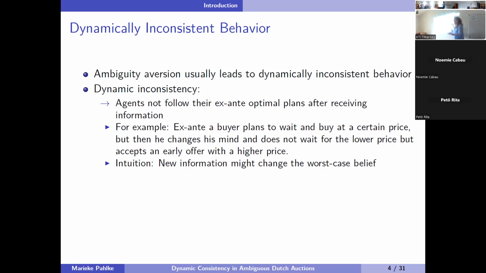So in our setting, this would mean that the buyer makes a plan, okay, I will wait until this price, but then at some later stage, you think, oh no, I'll already accept the price right now. I'm not following my usual plan from the beginning, I'm already stopping here.